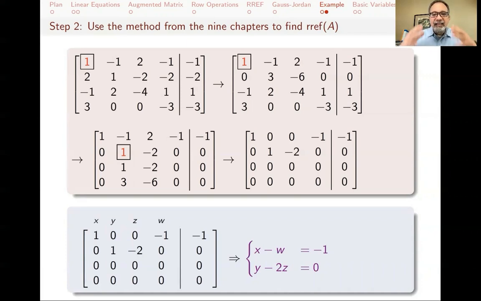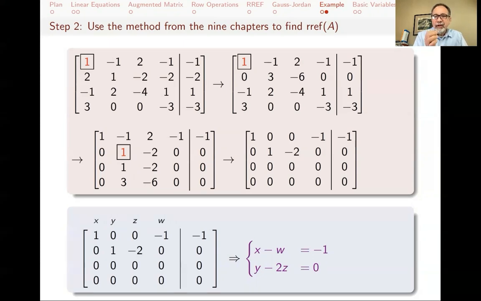Our method isn't done yet. We're not going to haphazardly decide what to do. We still have a method to our madness and what we're going to do here. We're going to notice that because every non-zero row has a leading one, that variable is just appearing as itself. Like x is just x here. There's no 2x or 3x or minus x.